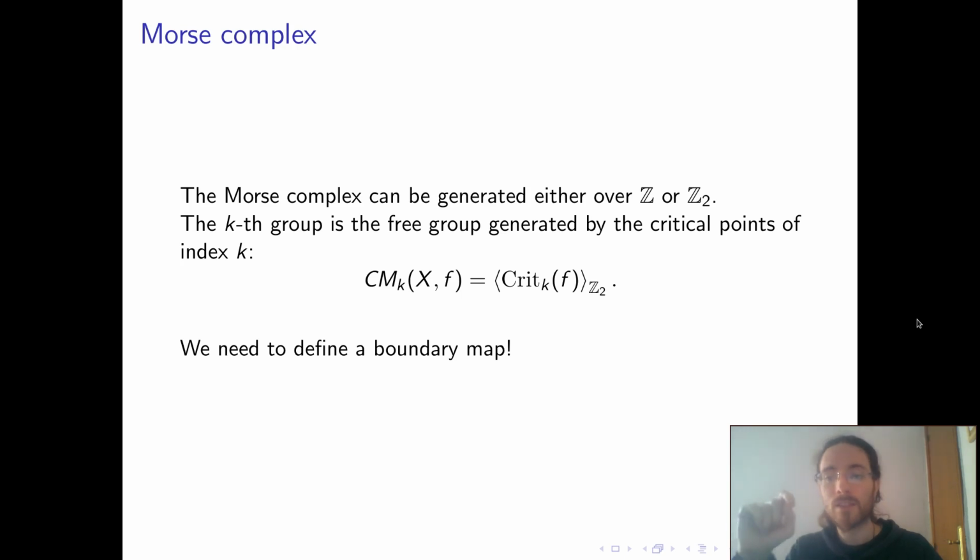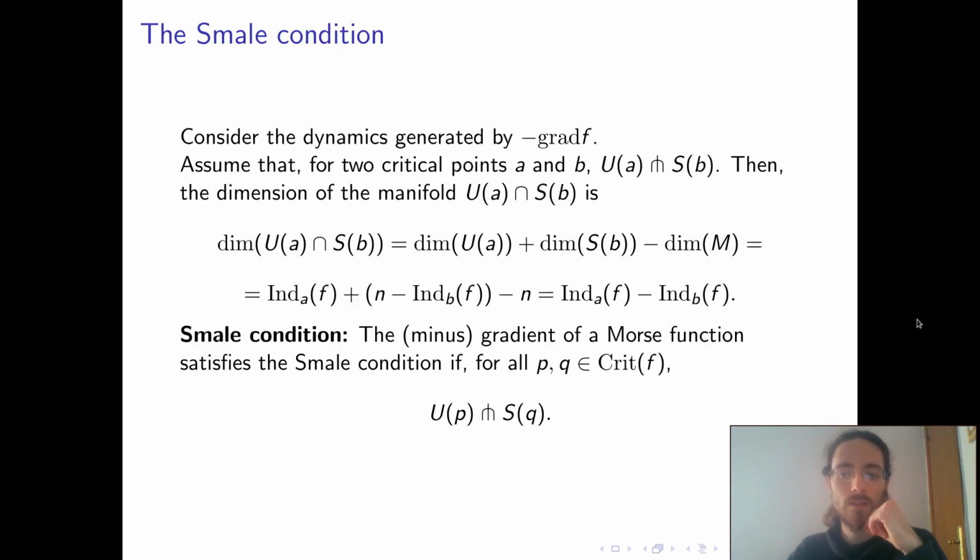So to define a homology, we need the groups, of course, but we also need a boundary map. And this is the dense part of the theory. In order to define the boundary map, we will need to relate a given critical point with critical points of less index. So we will do it using the stable and unstable manifolds, and of course using the minus gradient. So let us make an assumption.